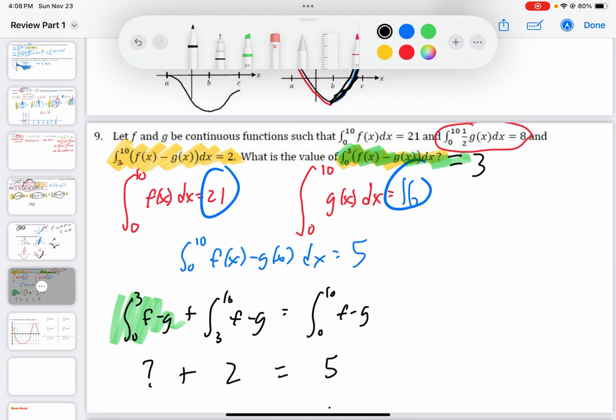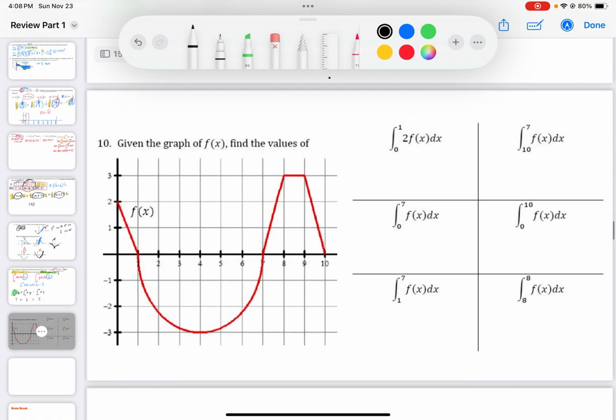All right, last couple problems. Okay, so given this graph of f, find the area under the curve, these definite integrals. So some properties. I would take out that scalar of a 2. This part right here says find the area bounded by the curve, and then multiply it by 2. Area under the curve from 0 to 1, that looks like 1 times 2, that would be 2.